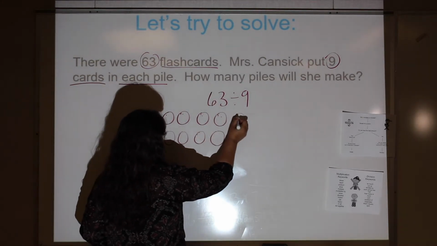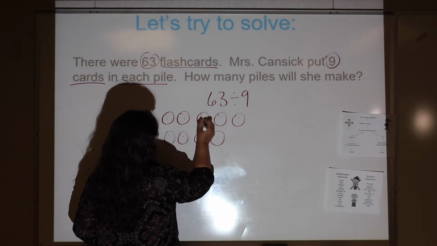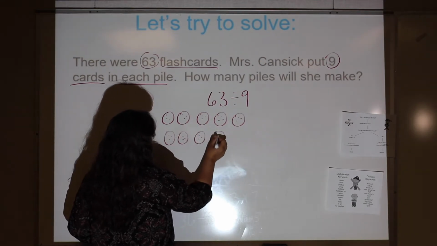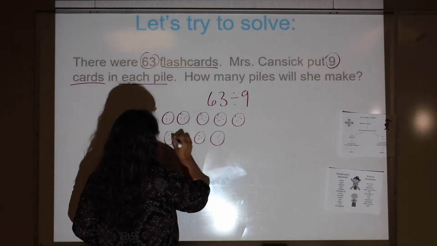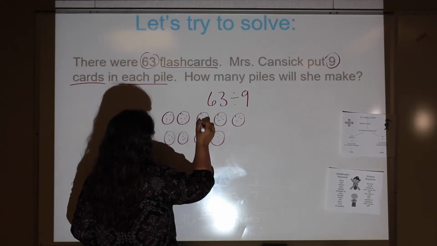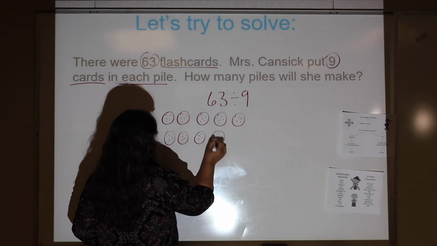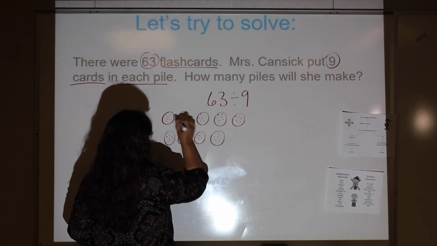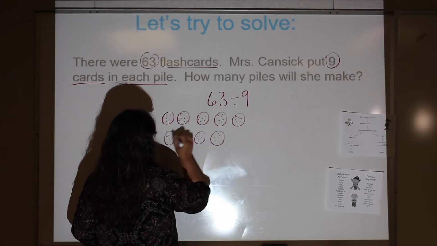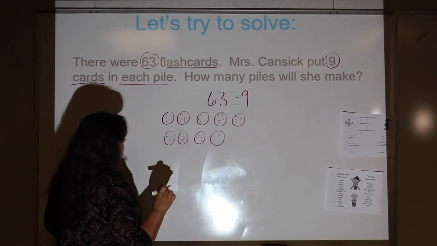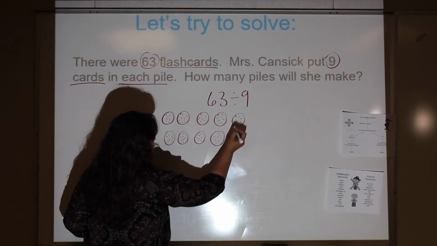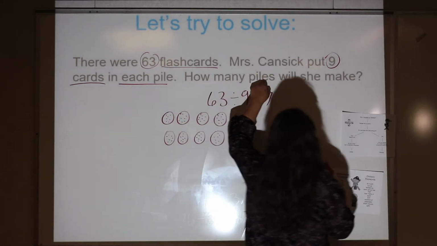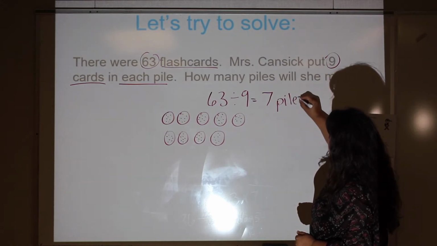1, 2, 3, 4, 5, 6, 7, 8, 9, 10, and so on, counting up to 63. Then 1, 2, 3, 4, 5, 6, 7. So she is going to make 7 piles. It wants to know how many piles will she have.